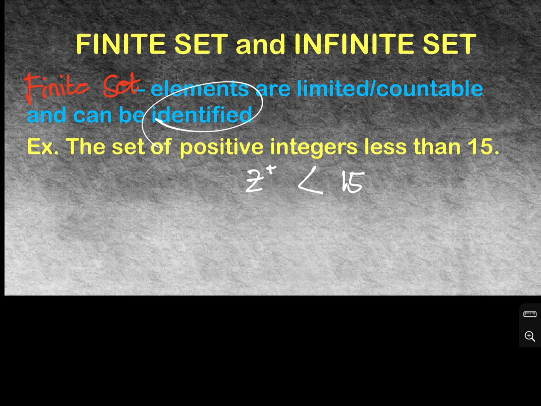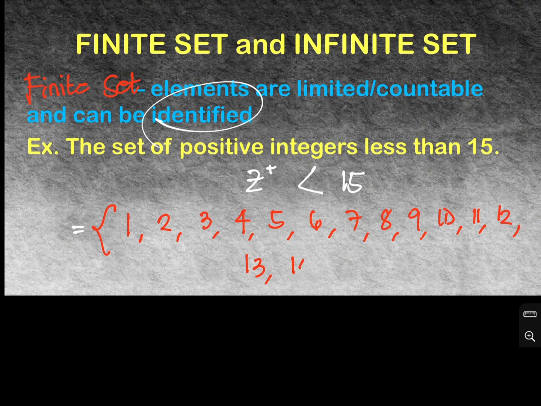Remember, integers are whole numbers, positive and negative, but here we're looking for only positive less than 15. So the positive integers less than 15 are the set 1, 2, 3, 4, 5, 6, 7, 8, 9, 10, up to 14. Get it?